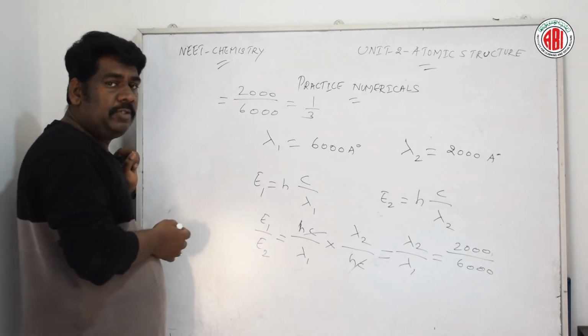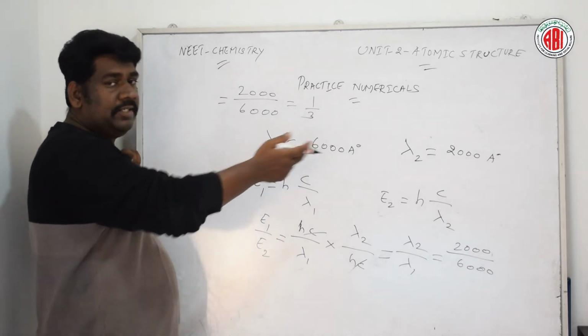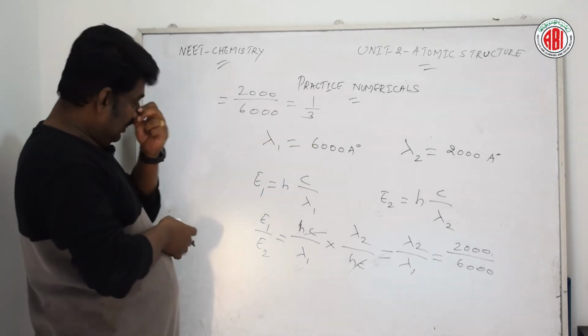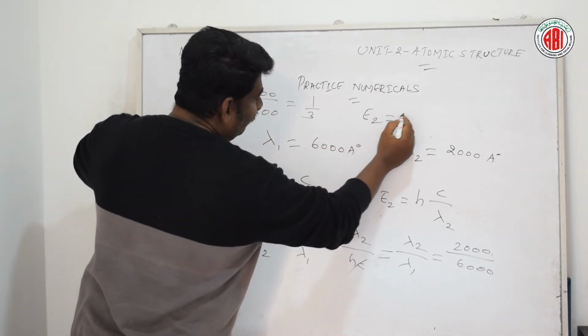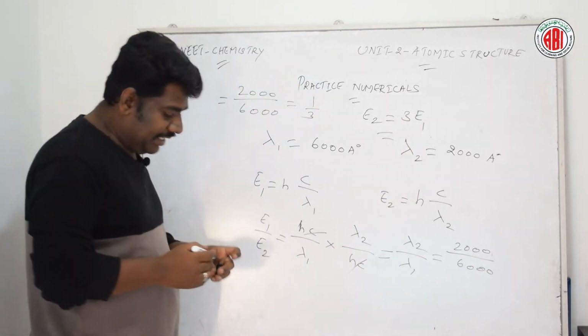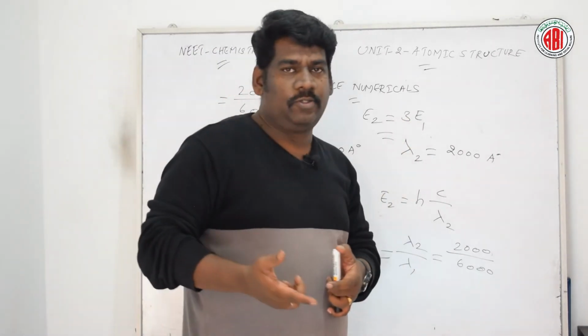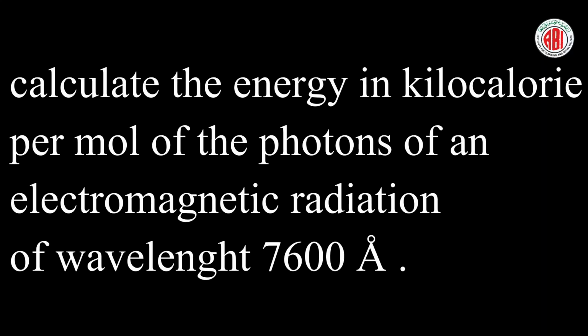The ratio between the energies of the two radiations, with wavelengths of 6000 and 2000 Armstrong, is 1 by 3. This could also be written in another form, like E2 is equal to 3 into E1. So this way we can solve this problem. Let us go for the next question. So now look at this next question, guys. Calculate the energy in kilocalorie per mole of the photons of an electromagnetic radiation of wavelength 7600 Armstrong. Let us see how to solve this problem.